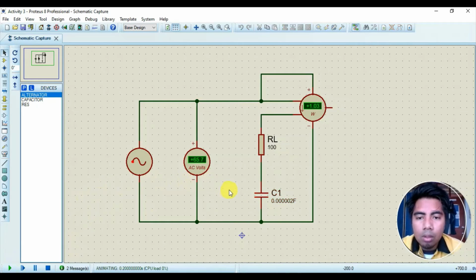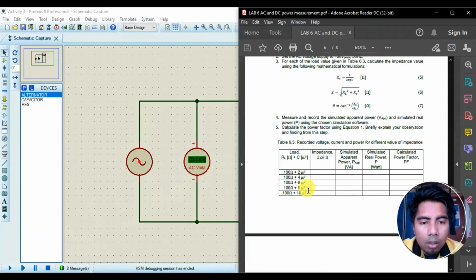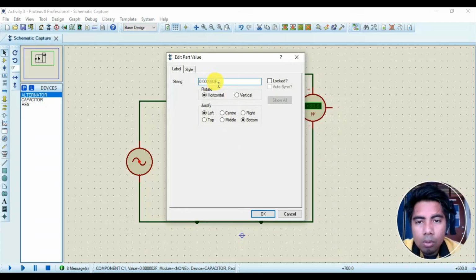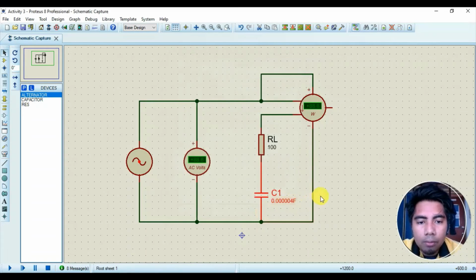If I run the simulation, the value shown is 70.7 volt and the real power is 0.20. Then for the next capacitor value, I only change this value to 0.000004, which is 4 microfarad, and run again. The value for the AC voltmeter is 70.7 volt, while the value for the wattmeter increased to 0.78.